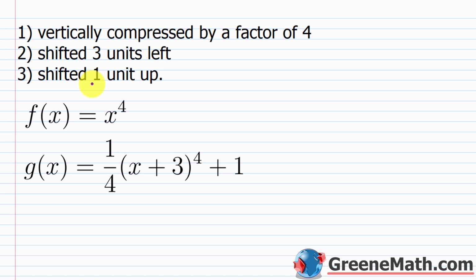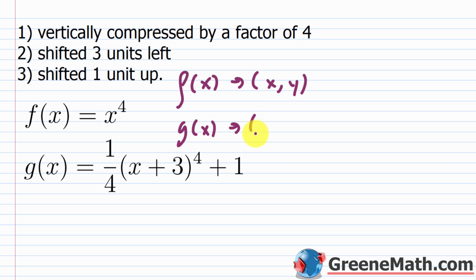As long as you do the vertical ones in that specific order, in other words, vertically compressed by a factor of 4 first, and then shifted 1 unit up second, you'll be okay. All right, so I'm just going to say that for f of x, we have x comma y, and then for g of x, we have, again, for the x, I'm shifting 3 units left, so that's x minus 3. For the y, I'm going to divide by 4, or again, multiply by a 4th, so y over 4. And then when I'm done with that, I'm going to add 1.